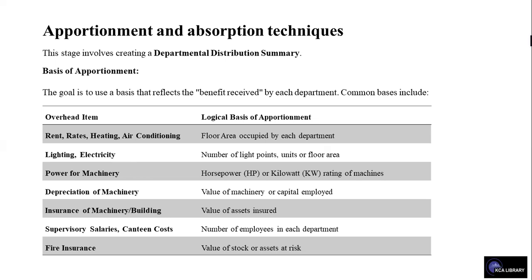Then let us look at apportionment and absorption techniques. This stage involves creating a department distribution summary, and we need to look into the basis of apportionment.